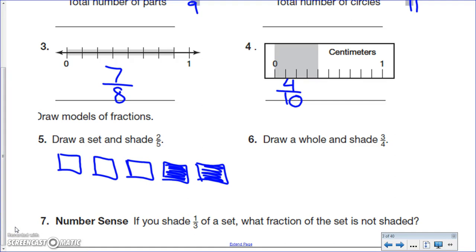For 6, we're going to draw a whole and shade 3/4. So we can draw a shape. We're going to use a square here and divide it into 4 sections. The sections need to be as equal as you can, but it's okay if they're not exact since we're drawing it. Then we need to shade in 3/4 of the square. So we're going to shade in 3 of the sections.